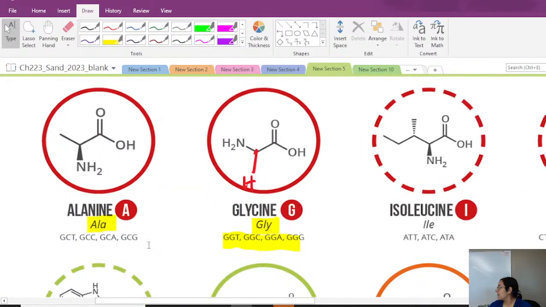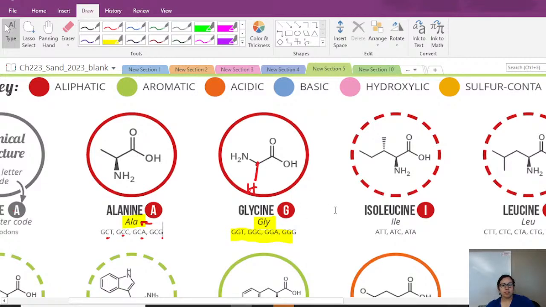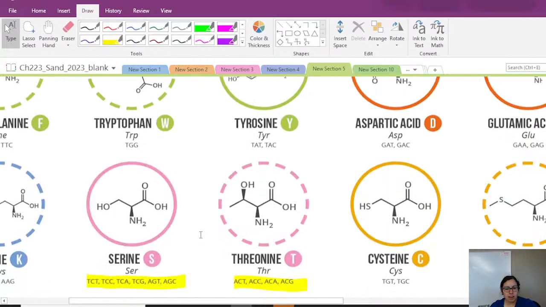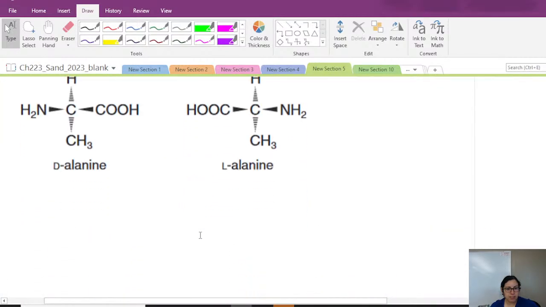But what we do see a lot are either these 3-letter abbreviations or their codon representations, which we'll look at. Most of them have a chiral center except for glycine, so this one just has a hydrogen attached to it, but otherwise they all have chirality. So let's look at this.